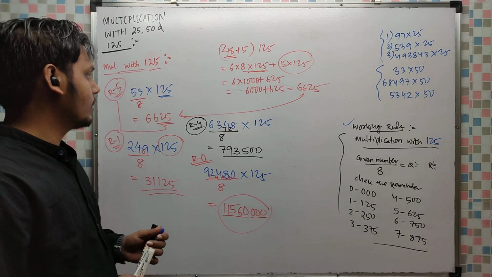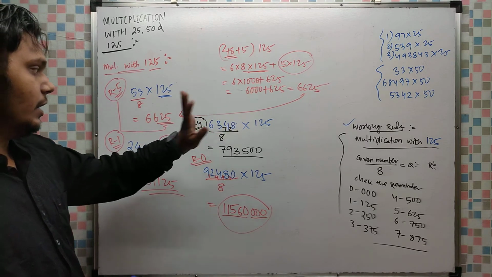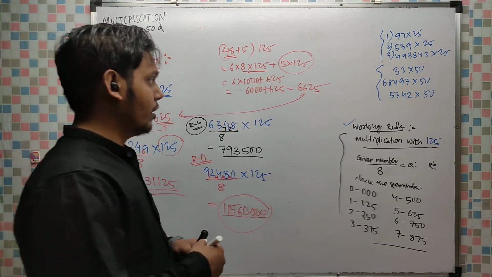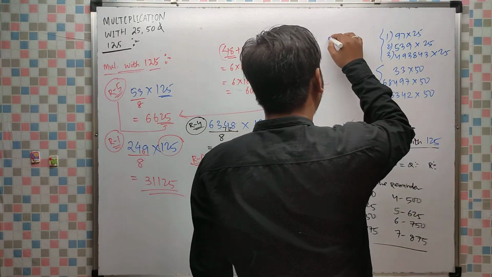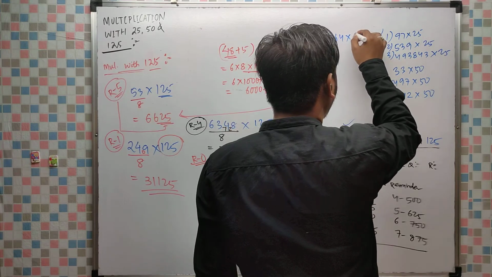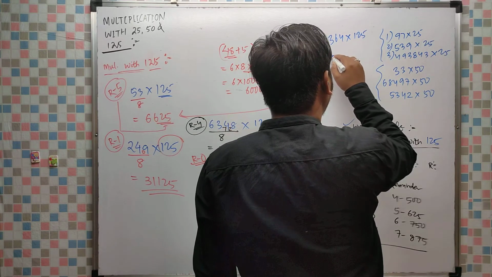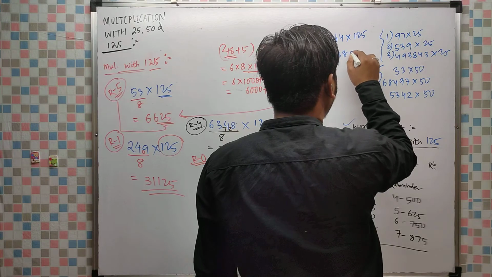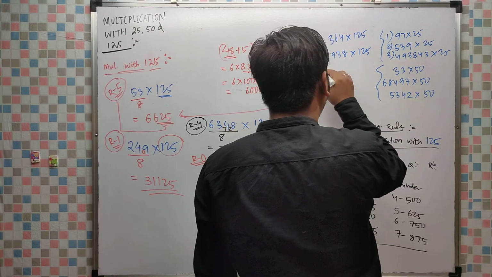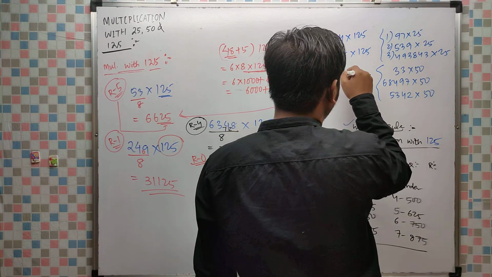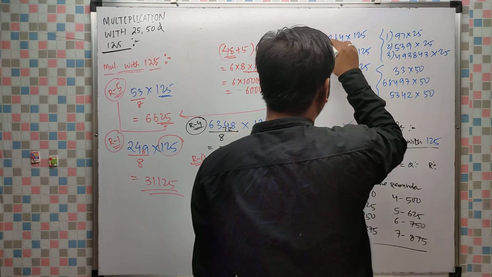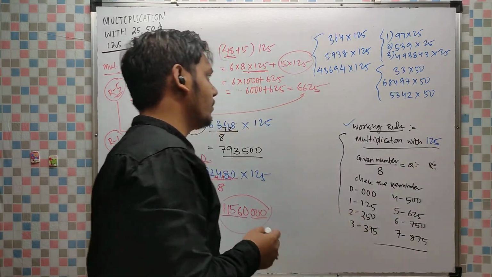Now I'll ask you some questions regarding this. You have to do 364 into 125, 5938 into 125 and 43694 into 125. So 9 numbers you have to do.